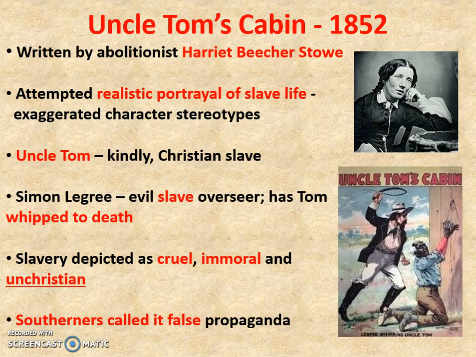Some of the main characters included Uncle Tom, who was a kindly Christian slave, and Simon Legree, who was the evil slave overseer, and at the climax of the book, he has Tom whipped to death. Slavery in this book is portrayed as being cruel and immoral, and for some people even worse, unchristian. So Southerners called this false propaganda and considered this a very unfair portrayal of slavery and the South in general.